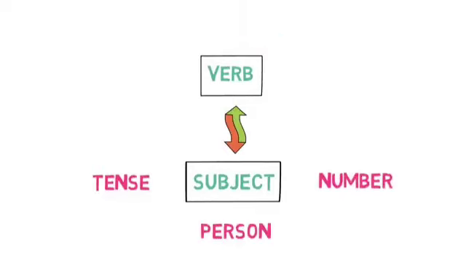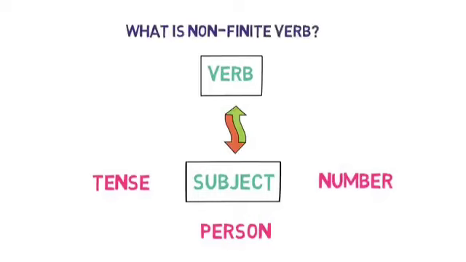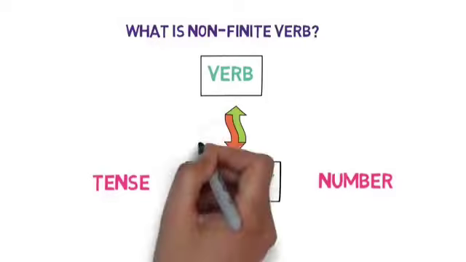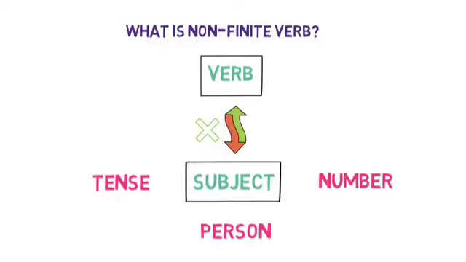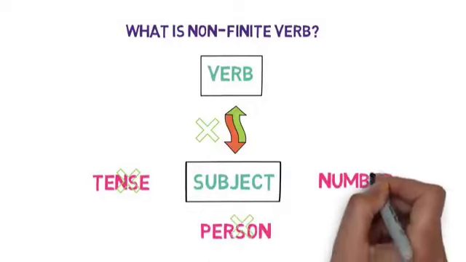Let's now look into non-finite verbs. So what is a non-finite verb? Non-finite verbs don't have any agreement with the subject. That is, they are not limited as per the change in the subject. It doesn't change as per tense or as per person or as per number.